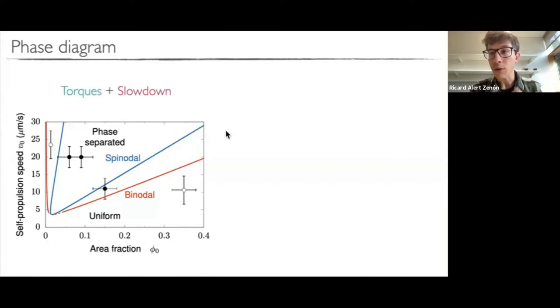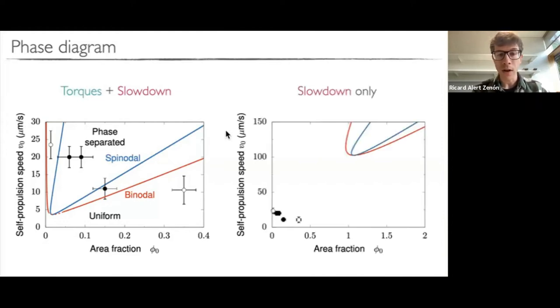Now, to show that the torques are indeed crucial for phase separation in the system, what we did was to make the predictions without the torques. We pretend that they are not there and we predict phase separation. And so in that case, we get a phase diagram like this. We still predict phase separation, but only at much higher self-propulsion speeds and densities than observed in the experiments. So the experiments are in this bottom left corner, and if we forget about torques, we would only predict phase separation up here. So indeed, to predict what the experiments report, you need the torques. The torques are what produce phase separation in the system.